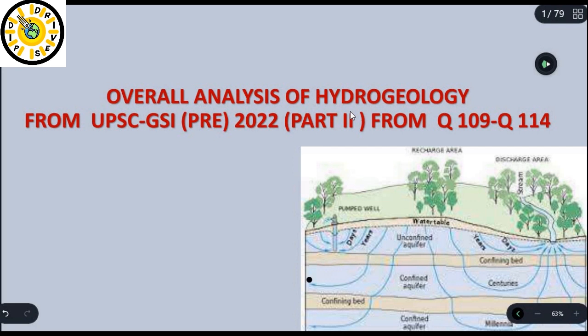So in this particular part, I'll be solving the hydrogeology of UPSC-GSI pre. So this is part 2. Here I will be solving from question 109 up to 114. In the next part, I'll be solving after 114 up to question number 120.